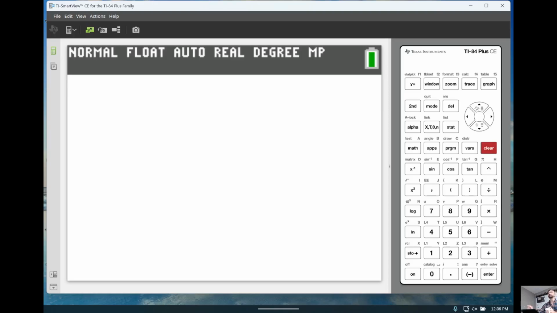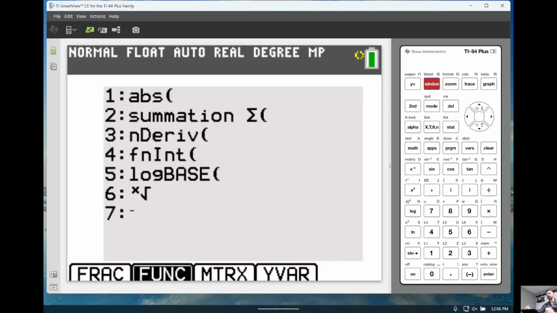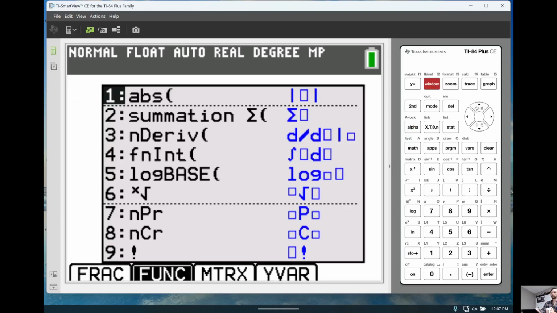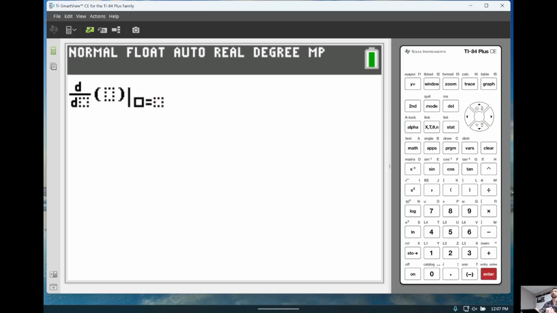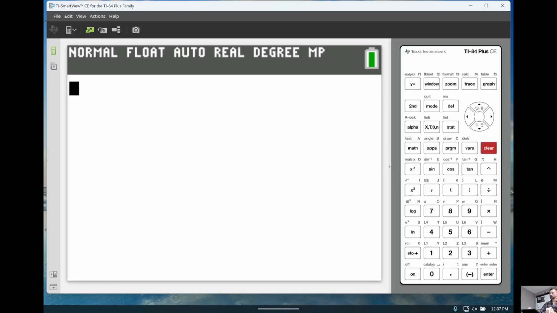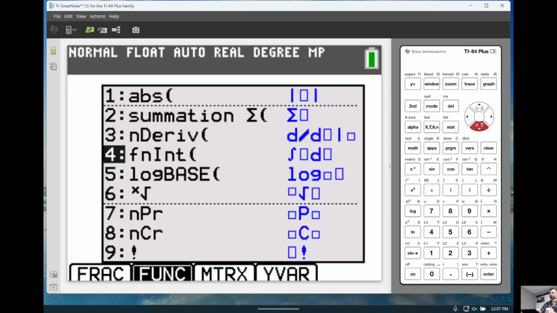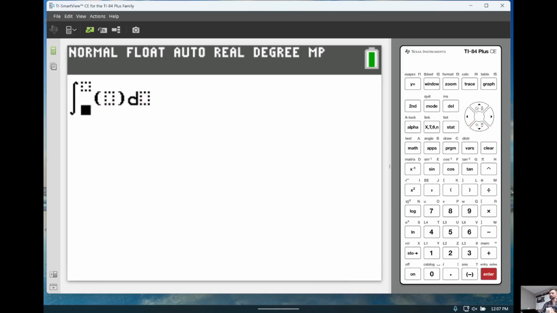Okay, so last semester we did alpha y equals, and we used this number 3 quite a bit. Number 3 was for taking a derivative. Remember, it can take a derivative if you want to know the derivative at a specific point. Well, alpha window, option 4 is for integration. Just like derivatives, your calculator can't do every integral. It can only do definite integrals.